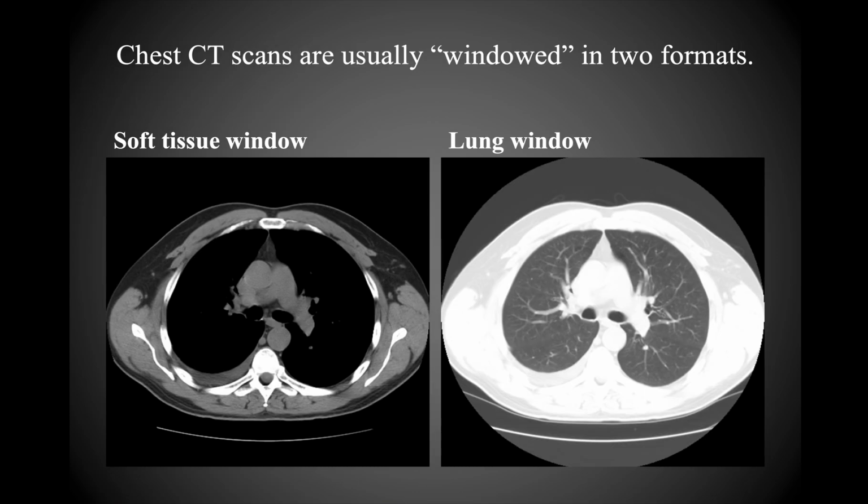So recall, just like we talked about in the introductory lecture, that chest CTs are usually windowed, and they're usually windowed in two formats. One format is the soft tissue window, which is shown on your left. The other is the lung window, which is shown on your right. So remember that the lung window is going to allow you to better appreciate the lung vasculature, whereas on the left, the soft tissue window is allowing you to better appreciate cardiac structures, the bronchi, and trachea, and other soft tissues, muscles, etc., located within the thorax.